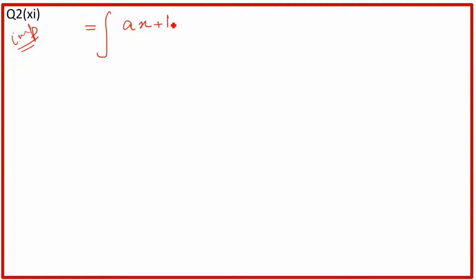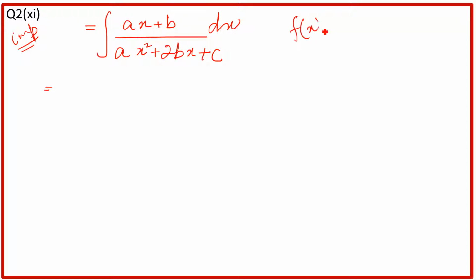integrate (ax + b) divided by (ax² + 2bx + c) dx. Right? So in this question, you see this is the function f of x, and then you have to find out whether this is the derivative of the function or not. So I will show you here, right? f of x is ax², which is given in the denominator.